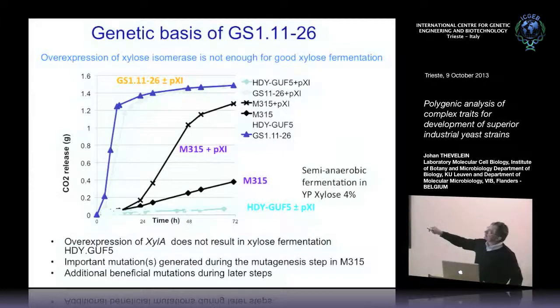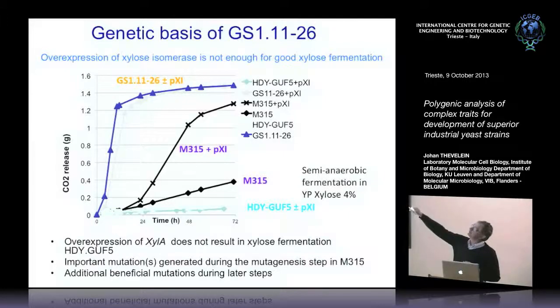You can see this here very well. We have this M315 mutant. When we introduce the plasmid with overexpression of xylose isomerase in this mutant, we get strong improvement of the fermentation capacity of xylose. When we introduce a plasmid with high xylose isomerase expression in the original parent strain, there is no improvement at all, indicating that you need some of these specific mutations to improve the xylose fermentation.